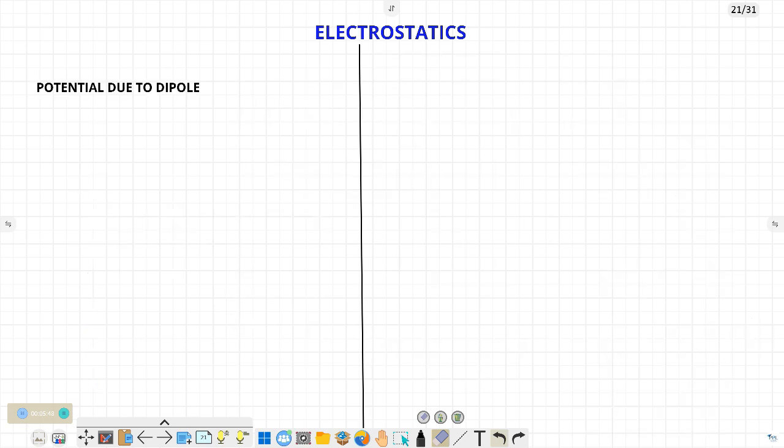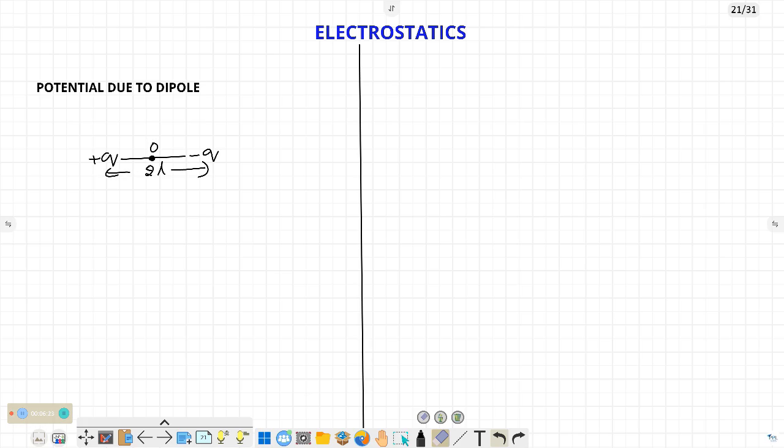Now we will discuss the potential due to a dipole. Already in the previous class we know about the dipole concept. A dipole is nothing but two opposite charges separated by a small distance. Here I am taking two charges, one is plus q, the second one is minus q, both separated by a small distance. The separation distance between these two is 2l. The midpoint is called the center of the dipole.